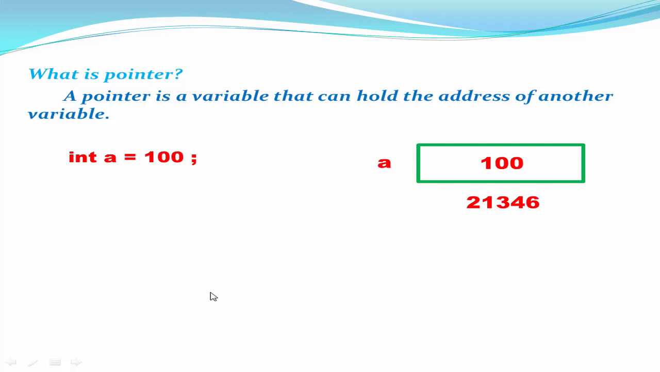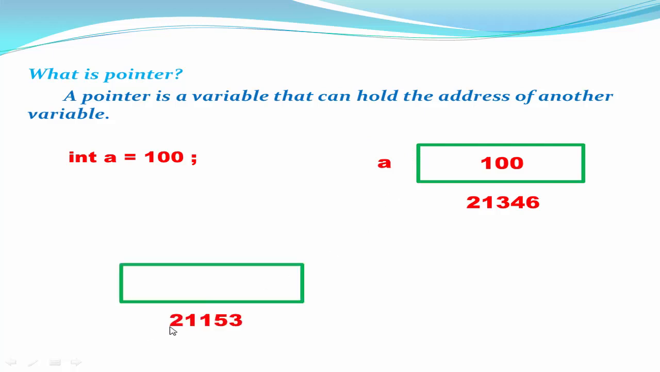Here we create another memory cell which has address 21153, and we call it B. This one is the address of A. If B contains this value, 21346, then we can say B is pointing to the variable A, meaning B contains the address of A. In C, B is called a pointer. As I said before, a pointer is a variable that can hold the address of another variable. Here B holds the address of A, so we can say B is a pointer variable.